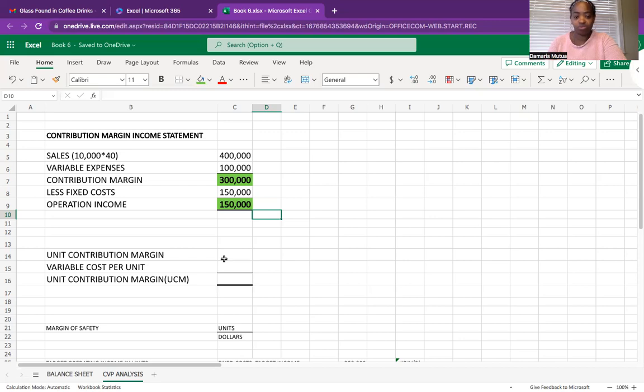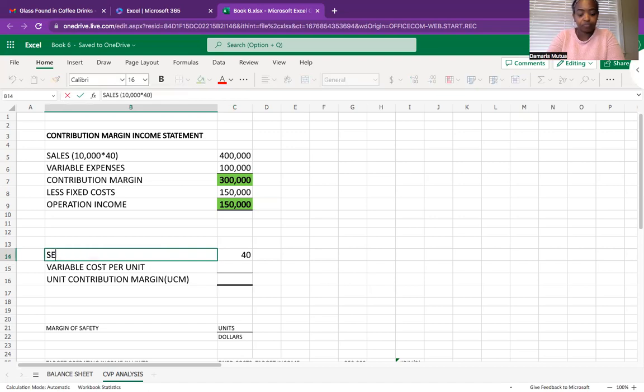The unit contribution margin. So our selling price per unit: we've sold 10,000 units, and each unit we are selling at $40. So the unit selling price is $40. That is our selling price per unit.